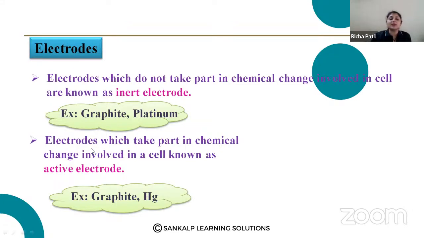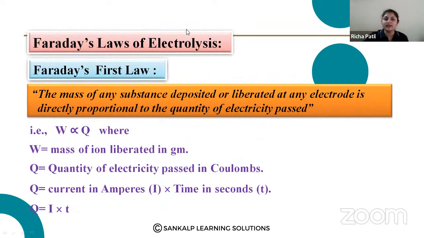Next is electrodes which take part in chemical change. When some electrodes take part in chemical change, which is involved in a cell, then they are called active electrodes. So these electrodes take part in the cell reaction, then they are called active electrodes. The examples are graphite and mercury, Hg.